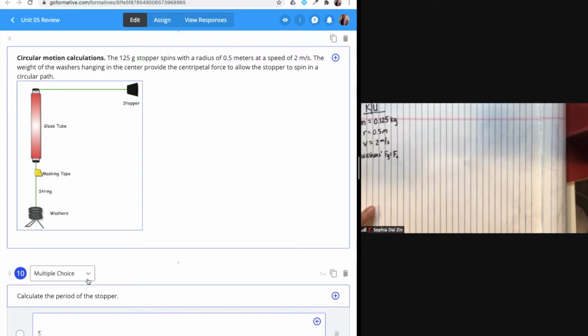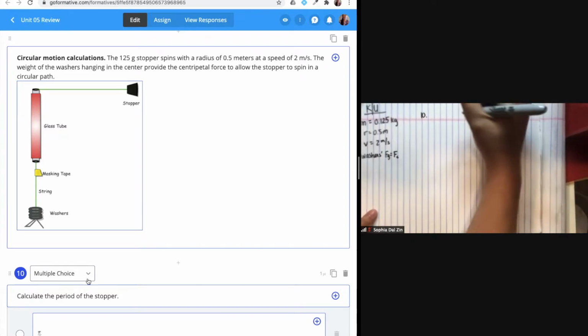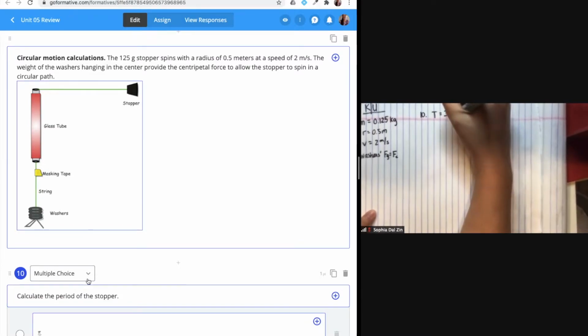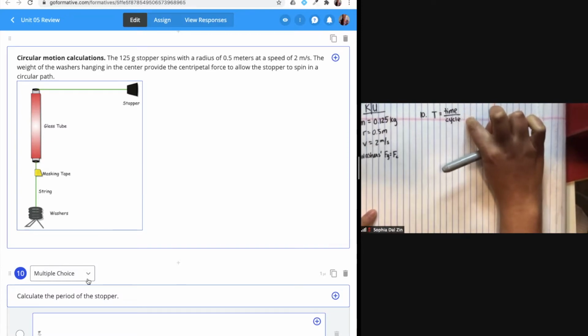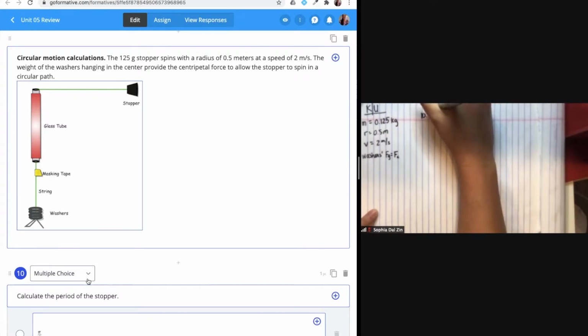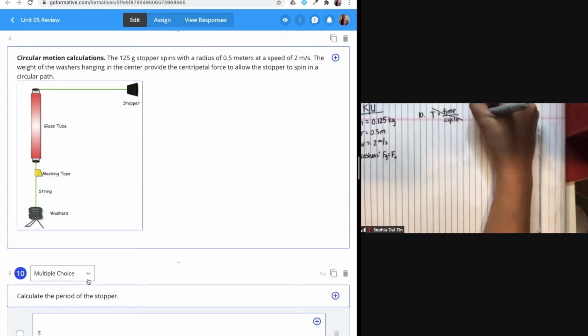First, it says calculate the period of the stopper. So this is for number 10. I'm going to write down the equations that have time period in them. I can't use time per cycle. That would be something like, it completes 30 spins in 1 minute. I could use this, but I don't have anything like that to calculate the period. But I do have the radius and velocity.